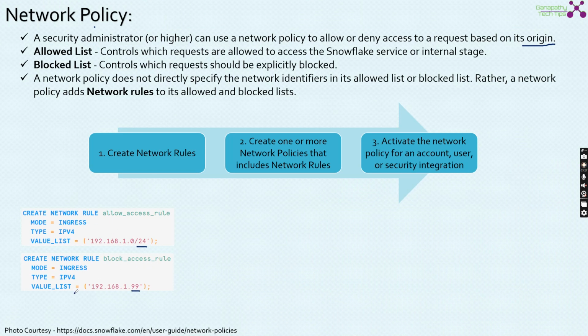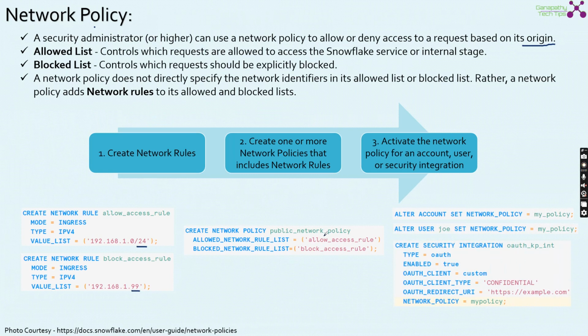So currently we just created the network rules alone. Now we are creating a network policy and we are adding these two rules here: allowed network rule list, allow access rule, blocked network rule list, block access rule. Now what we are trying to say is, all these 256 addresses are allowed. Within that, this 99 alone is not allowed, and we created a network policy based on these two network rules.